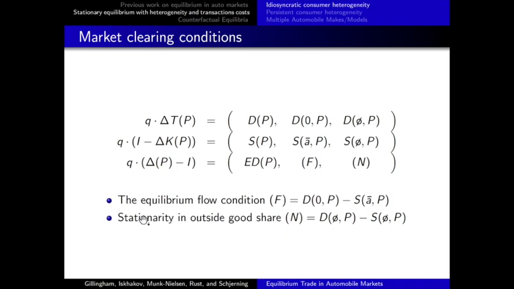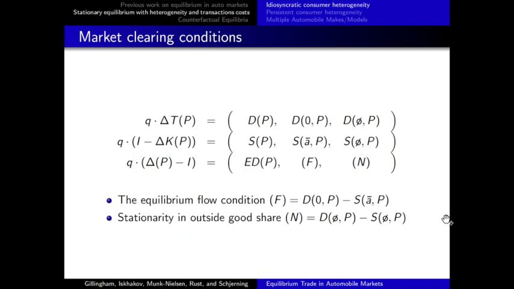And then there's going to be stationarity in the outside good share. And again, you just take those two differences: the number of people who would like to be in the outside good, and then down here, the number of people who are in the outside good but would like to be somewhere else. Okay.